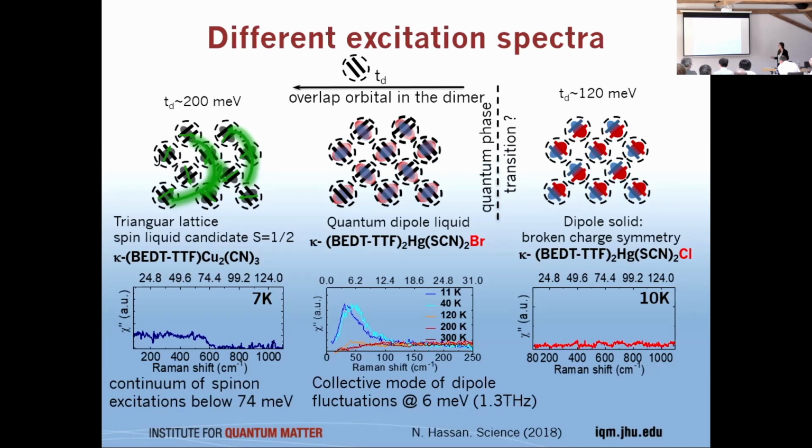That's why we decided that it's a dynamic process, and that the frequency of fluctuations which we estimated from this position is 40 wave numbers, 1.3 terahertz. So we start to build a kind of phase diagram of these kappa phase materials where the control parameter would be the overlap integral within the dimer. It already looked like there should be a phase border between whatever happens here and the spin liquid state. And here we see fluctuations of charge order.